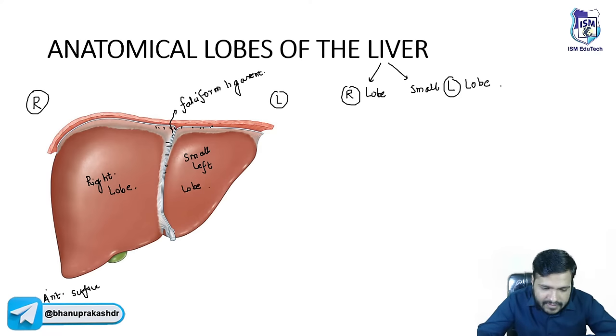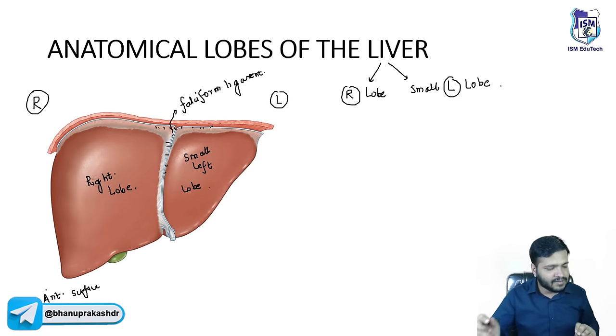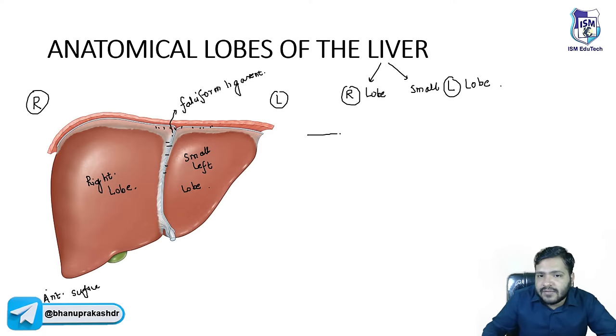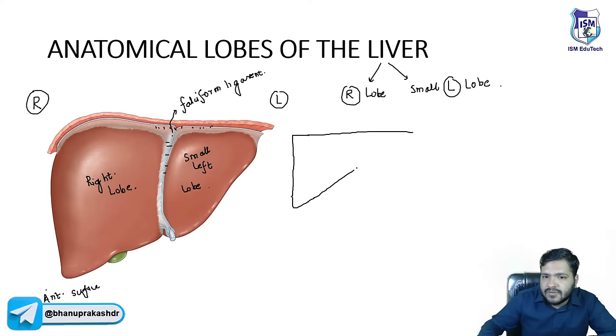It is derived from which mesogastrium, beta? Anyone would like to answer this question? If I just try to draw it, beta. Yes. So remember, this is the falciform ligament. It is derived from the ventral mesogastrium, beta.